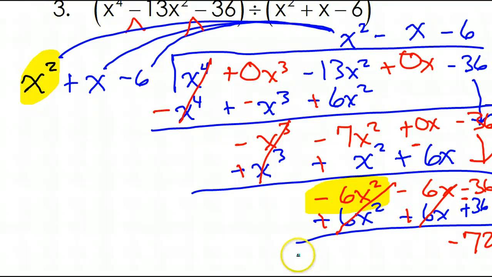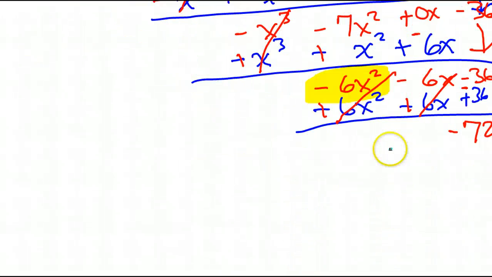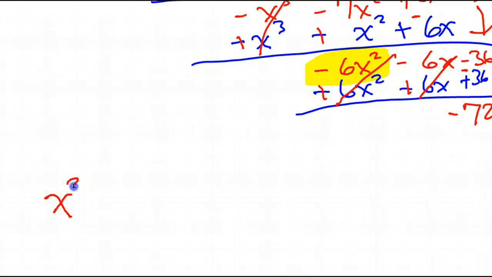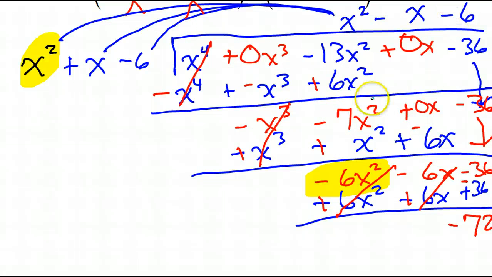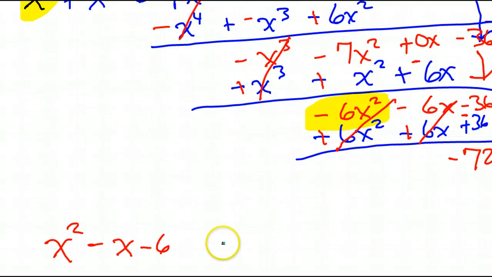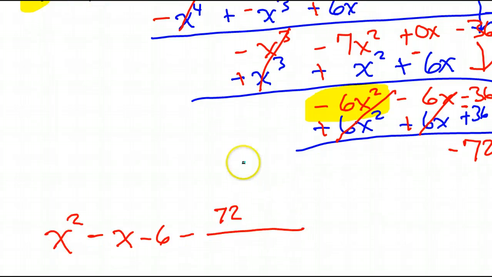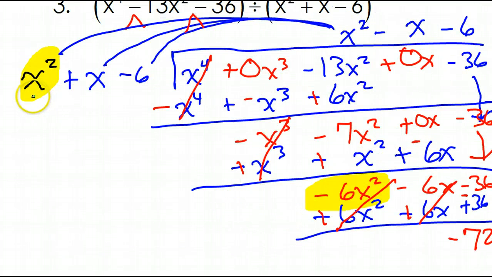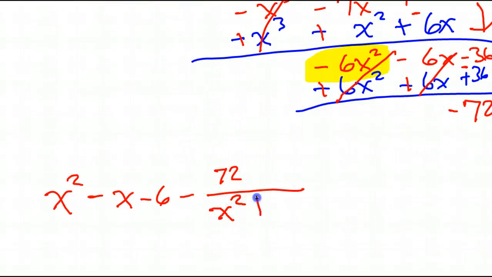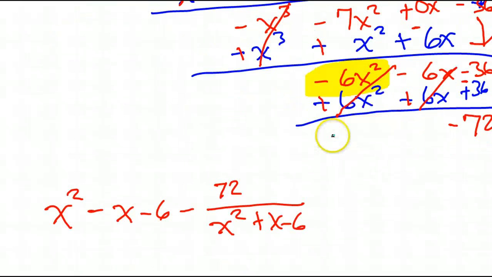So it looks like the answer is x squared minus x minus 6. All right, just copy that down. And then here comes the remainder. So minus, because it's negative, so minus 72 over x squared plus x minus 6. All right, and that is the answer for number 3.